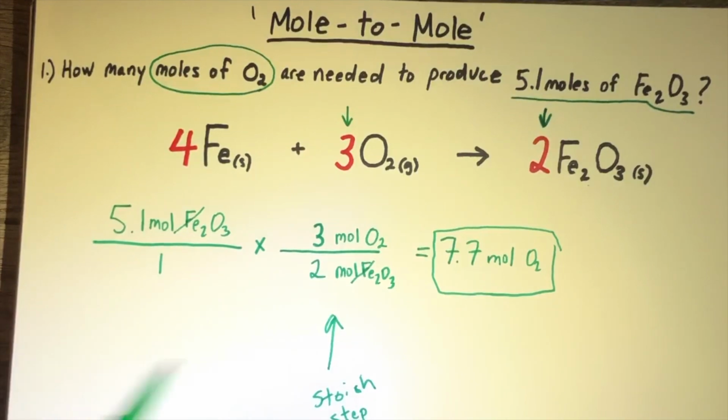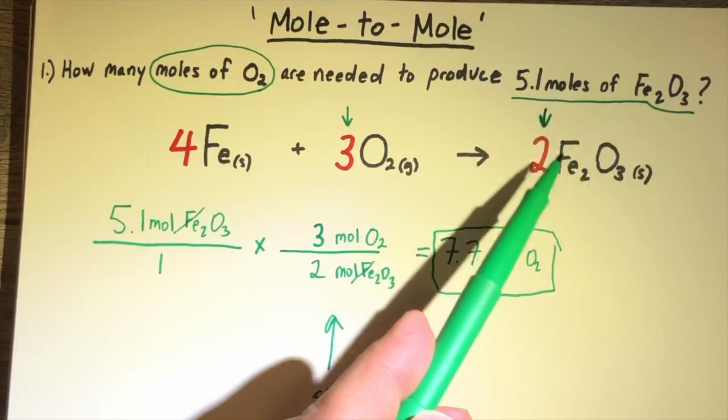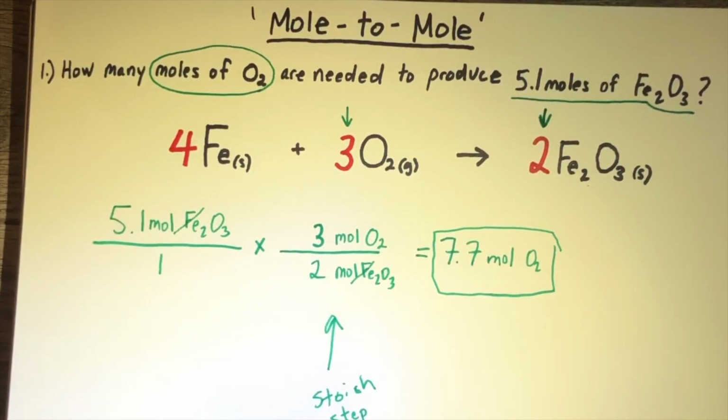All right, so if we're producing 5.1 moles of Fe2O3, well, we're going to need 7.7 moles of O2. Trust me, that will be useful for you in about 3.2 years. You're welcome.